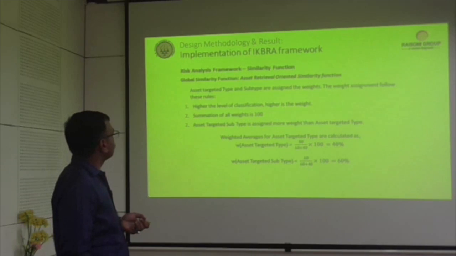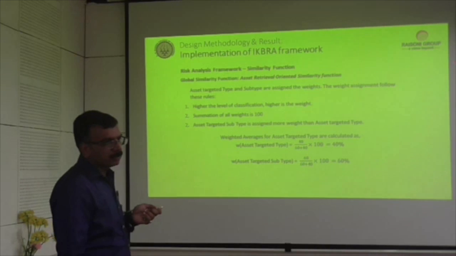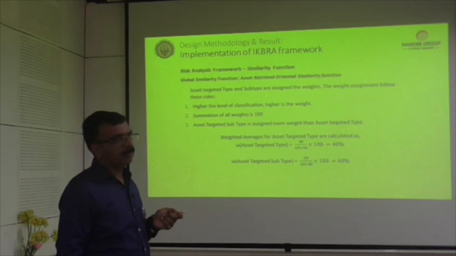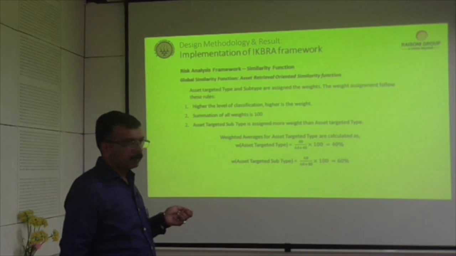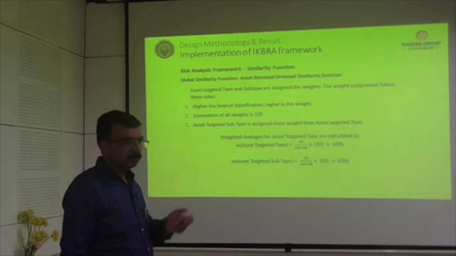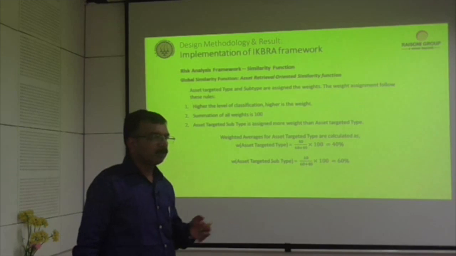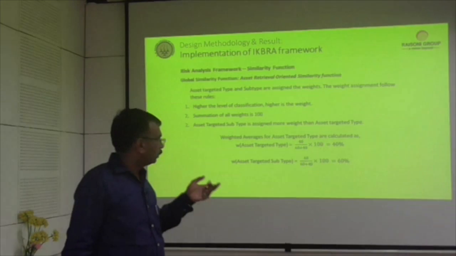Suppose first is the global similarity. The first part was the asset retrieval. In asset retrieval, we are focusing on the asset type and asset subtype. What we did in this is give weight to only the two parts, and the other parts we have marked as 0. So from the same database, it will not retrieve those parts. It retrieves only the two parts.